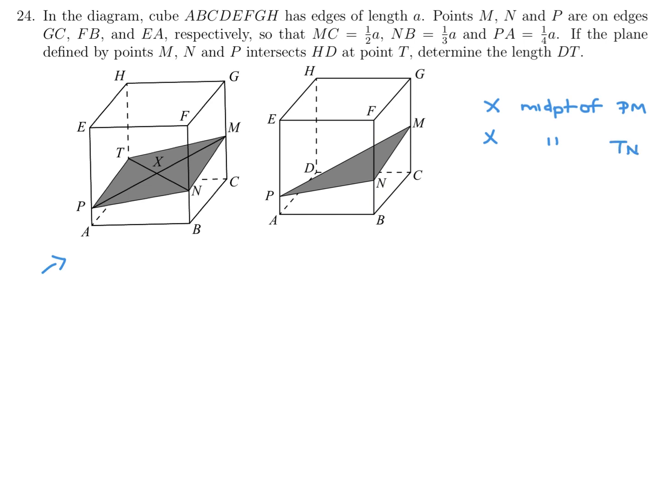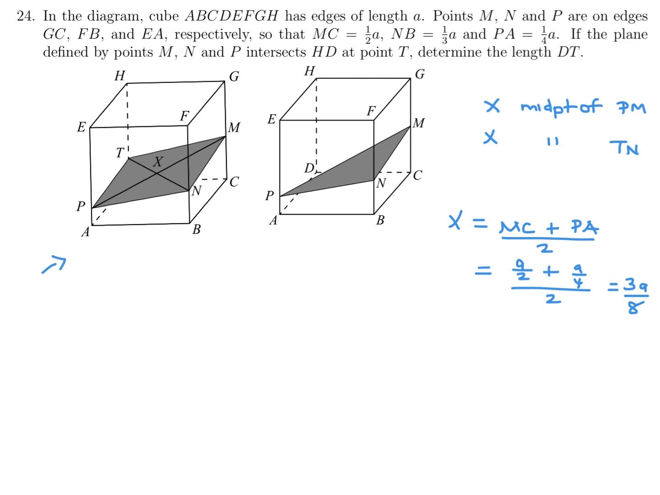So let's figure this out. If X is the midpoint of PM, X would be equal to MC plus PA divided by 2. And therefore that's going to be A over 2 plus A over 4, divided by 2. And that is 3A over 8.